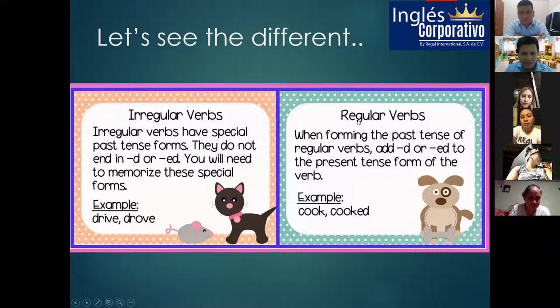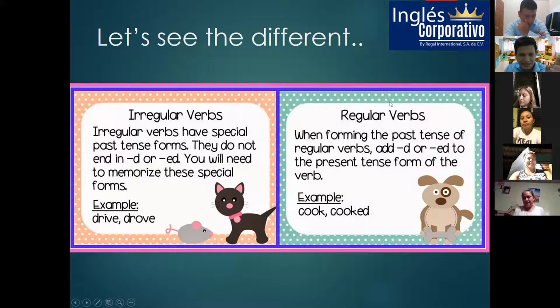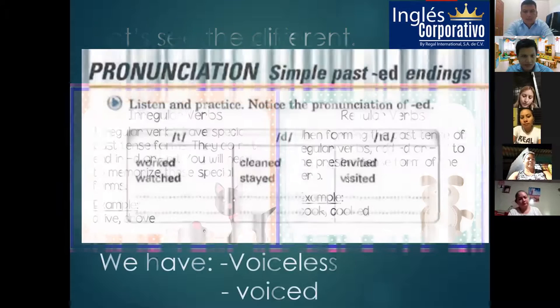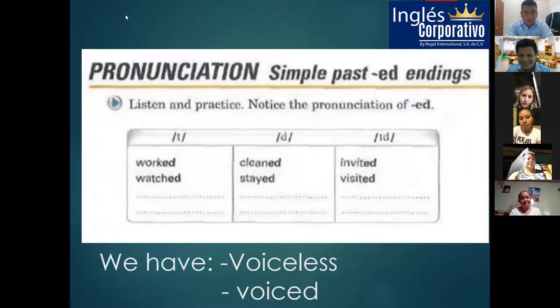Thank you. Okay, what happened with regular verbs? We only add D or ED. That's simple, right? Solo agregamos ED o a veces una D. Entonces, keep in mind, please. Regular verbs, solo agregamos ED o una D. Regular verbs cambia totalmente o quedan iguales? Okay, very good. Okay, students, do you have any questions? No questions? No, teacher, no question. Okay, very good.